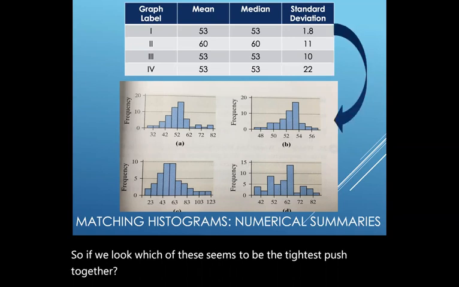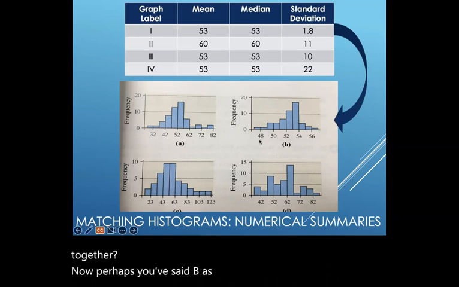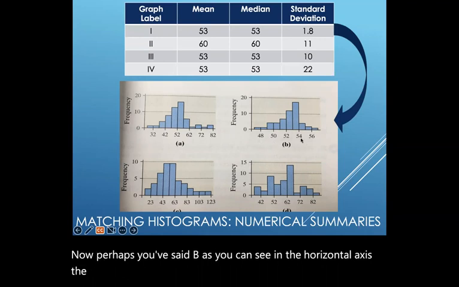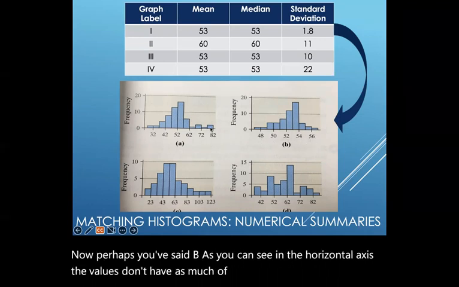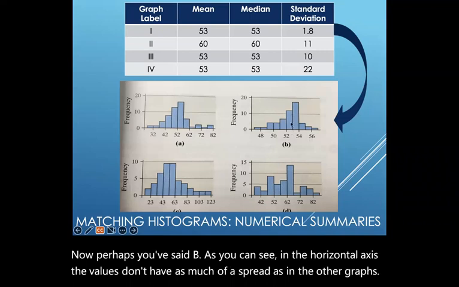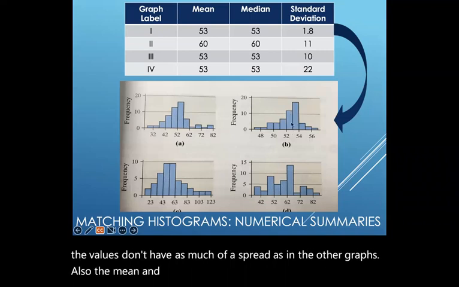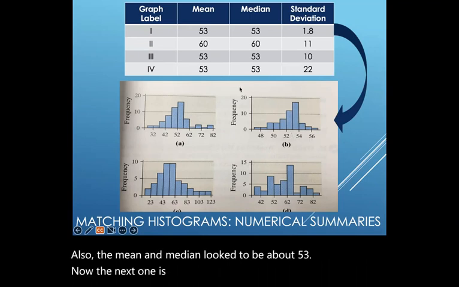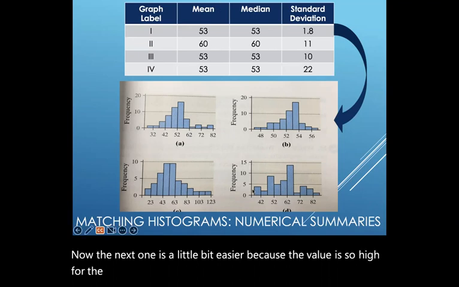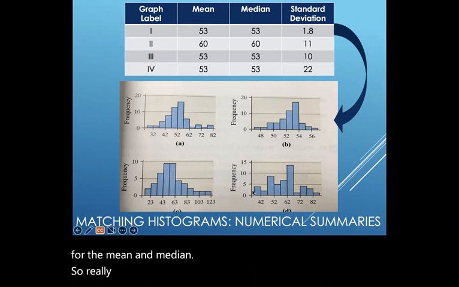Now, perhaps you said B. As you can see, in the horizontal axis, the values don't have as much of a spread as in the other graphs. Also, the mean and median look to be about 53. Now, the next one's a little bit easier because the value is so high for the mean and median. So really, there's not too many possibilities here for where that middle might be.